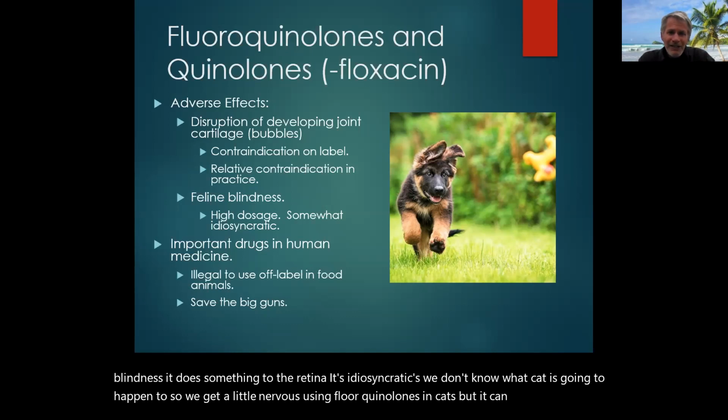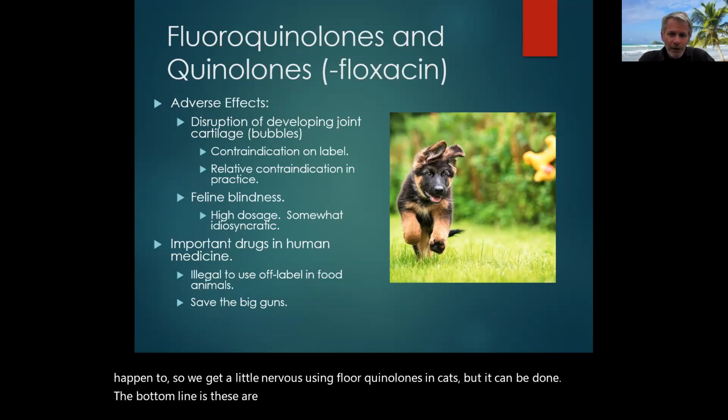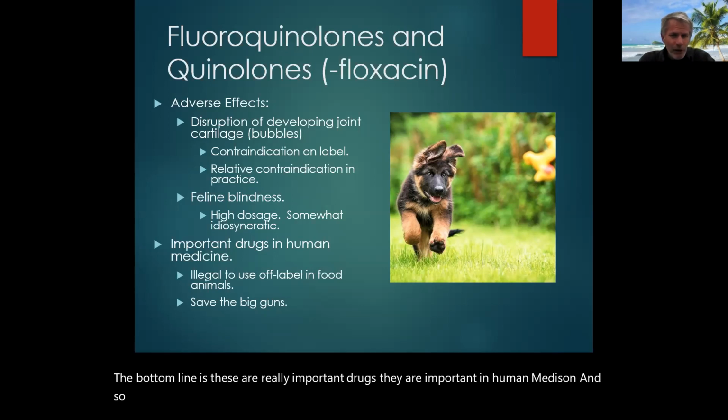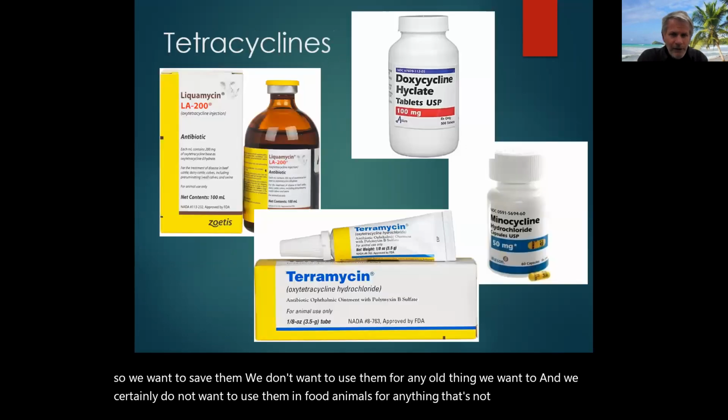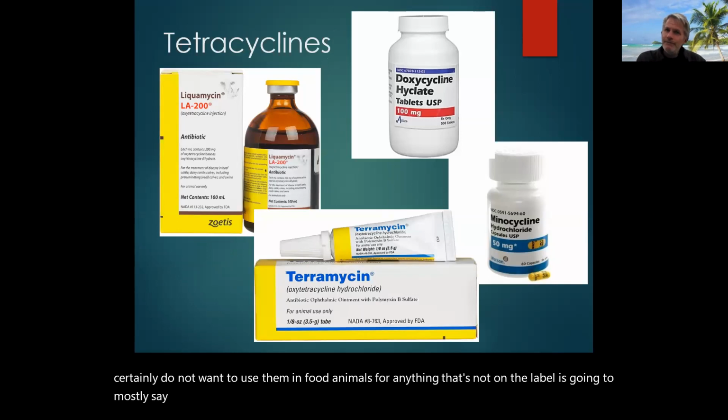The bottom line is these are really important drugs. They're important in human medicine, and so we want to save them. We don't want to use them for any old thing, and we certainly do not want to use them in food animals for anything that's not on the label. And again, the label is going to mostly say respiratory infections. Okay, any questions on that?